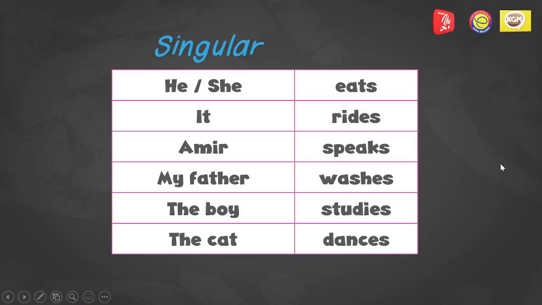So for example, here for singular subjects such as he or she, it, Amir, my father, the boy or the cat, and of course more, banyak lagi. Situ adalah singular, which means satu or seorang. Therefore, the verb that follows must have s at the end. For example, over here we have eats, writes, speaks, washes, studies, dances.